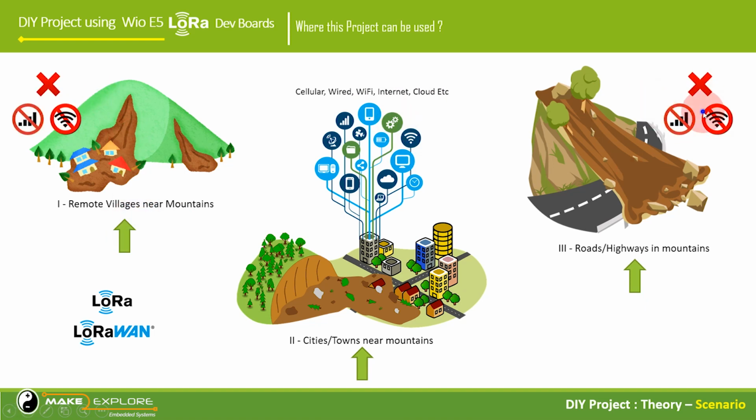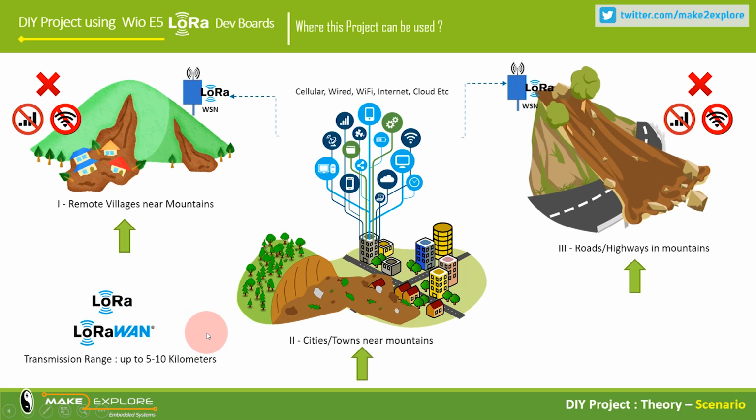In such areas, to monitor data of the landslide events, LoRa wireless sensor networks can play a very important role. If these sites come in the range of 5 to 10 kilometers from a well-connected city, then P2P LoRa or LoRaWAN can be used.